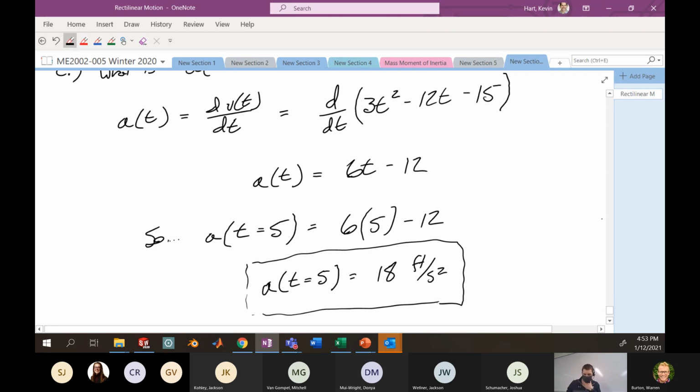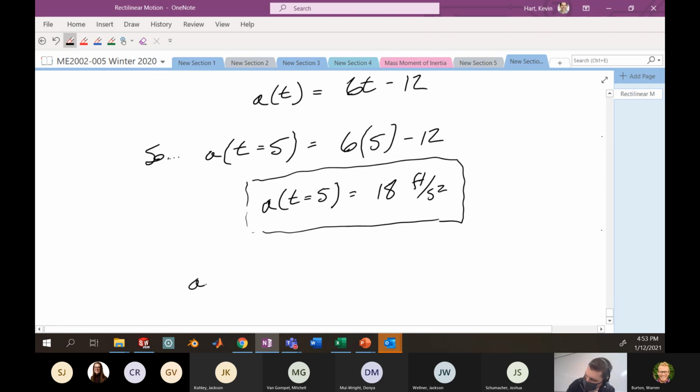Okay, that's the magnitude of the acceleration in x. I want to be a little bit cleaner about representing this as a vector. My acceleration vector at t equals 5 seconds is 18 feet per second squared in the i hat direction.